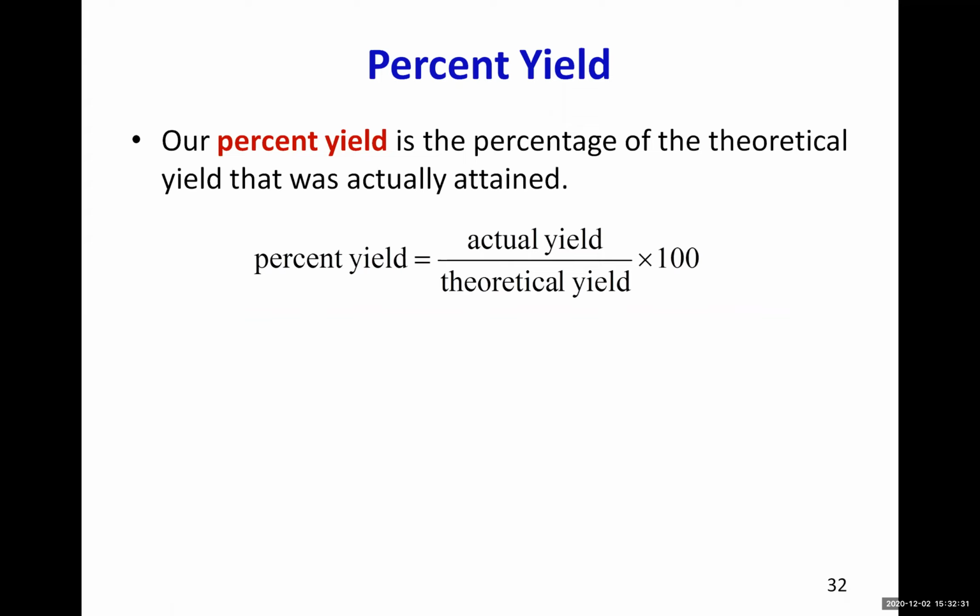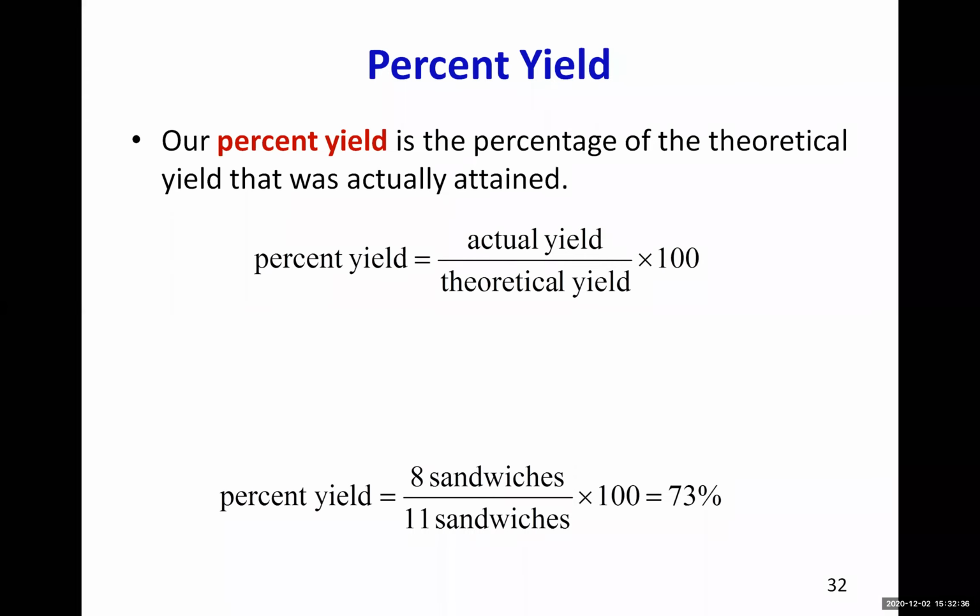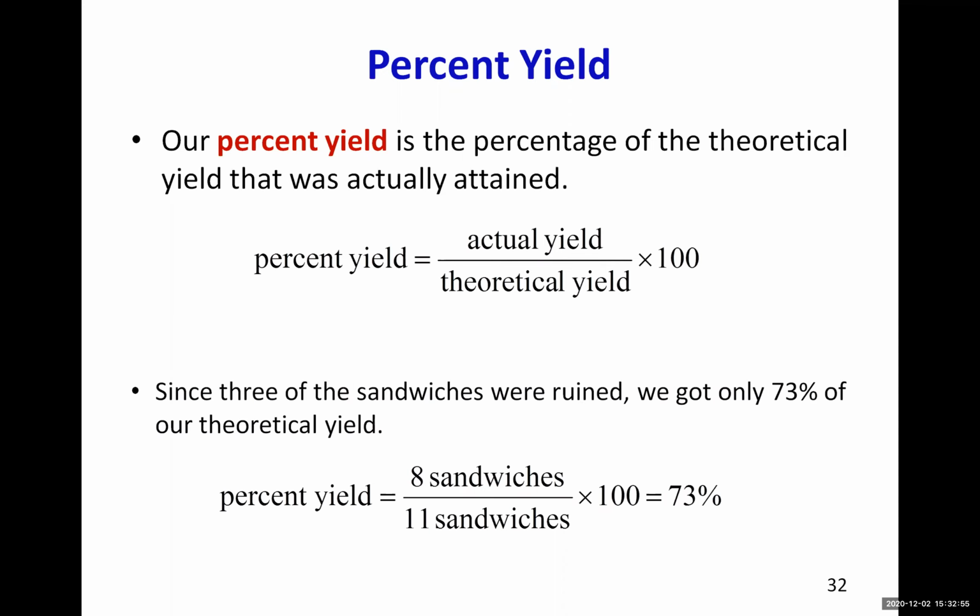So in our case here, if we calculate the percent yield, it's going to be 8 sandwiches actually made over 11 sandwiches that we could have made from those slices of bread and cheese, times 100. And so 8 over 11 times 100 is 73%. So since 3 of the sandwiches were ruined, then we got only 73% of our theoretical yield. So that's what the percent yield means.